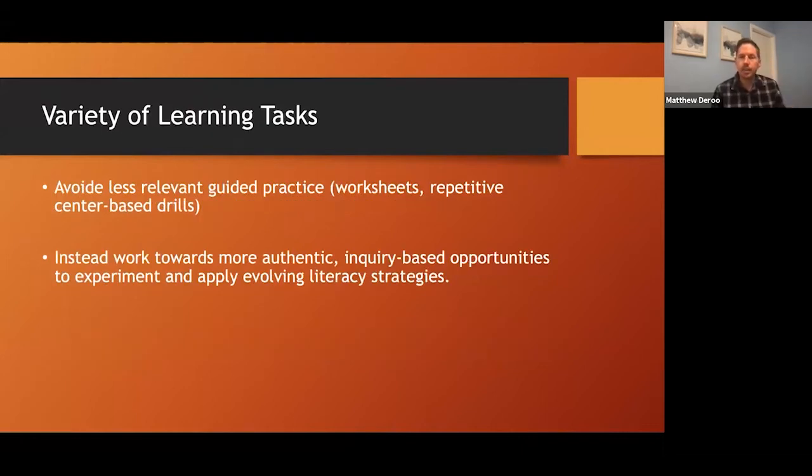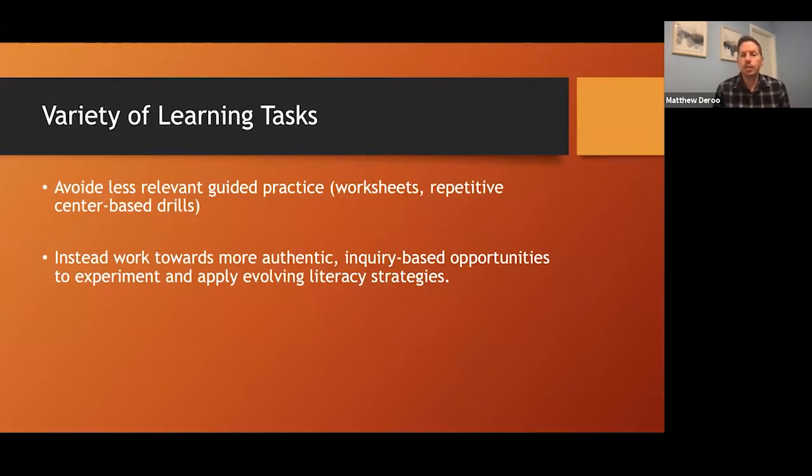Okay, and then this one is, I think, also really important in the context of schooling: we want to move away from less relevant guided practice. Sometimes students do just a worksheet and then another worksheet and then another worksheet, or they do drills. So they just drill the subject matter. Maybe, if you think about language teaching, it's the audio-lingual method, or maybe it's the grammar translation method.